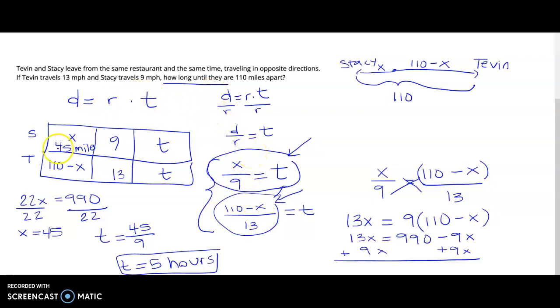So again, set up your distance equals rate times time. When you don't know a distance, you just know the total, you can use this x and then 110 minus whatever that distance is and go from there.